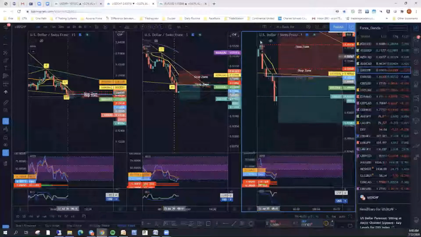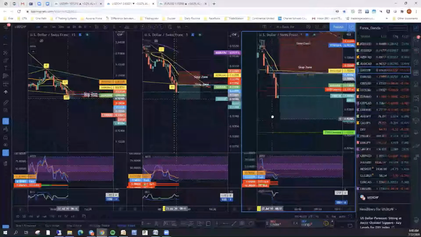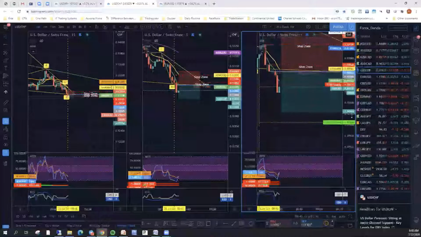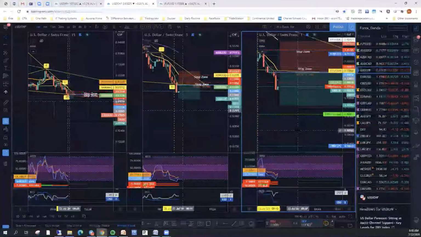This one has an inverse correlation. There's this pretty special relationship between this one and the Euro USD. So they move in opposite directions. As this one's going down, Euro USD is going up.